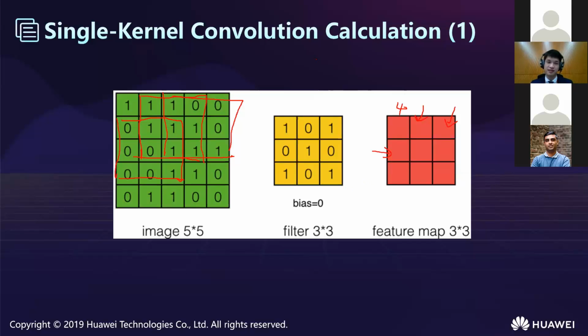Okay, but how do you get the filter values, the 1, 0, 1? Where do they come from? The values here are the weights. So we need to train the convolutional neural network and update the weights here by gradient descent. Okay, thank you so much.